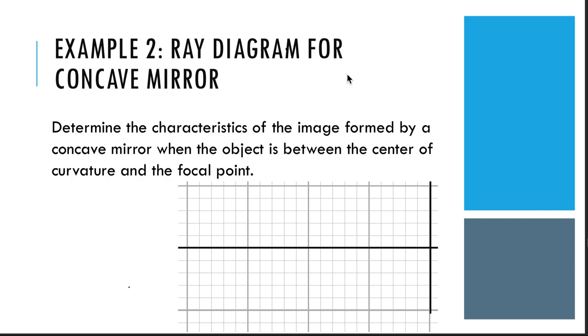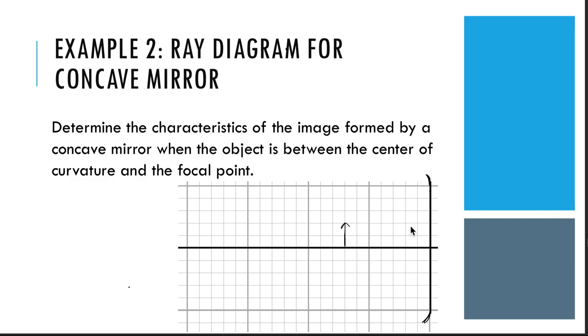Let's take a look at a few examples. This example says determine the characteristics of the image formed by a concave mirror when the object is between the center of curvature and the focal point. So we have a concave mirror, and this black line means I want my mirror to be here, just because I know then we'll have room to draw the image. And it doesn't say where the object is at all, so I'm just going to draw the object right here.